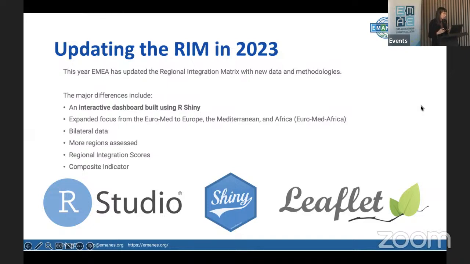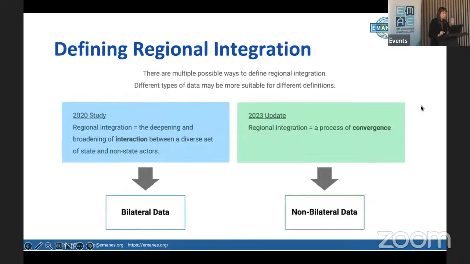And then ultimately, we pushed the next step forward and created a measure with the work that we were doing as a composite indicator of regional integration. So I'll jump right in. In the 2020 study, we sought to define regional integration, and the way in which this was done was defining it as a deepening and broadening of interaction between a diverse set of state and non-state actors.